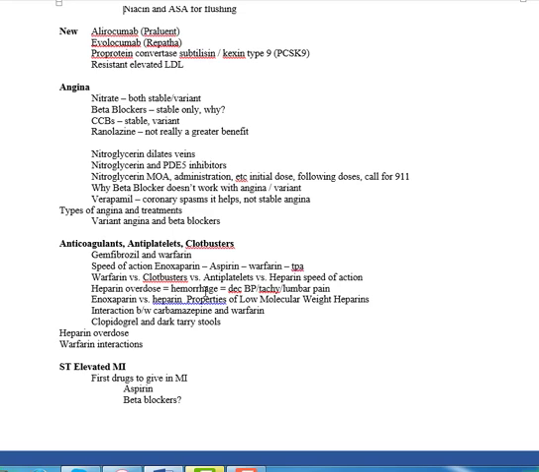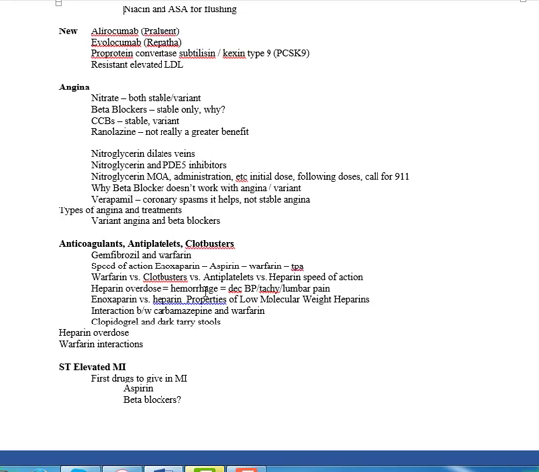Are we going to have induction? Are we going to have inhibition? Speed of action: how quickly do these work? So something like enoxaparin, how quickly does that work versus aspirin versus warfarin versus tissue plasminogen activator? Warfarin versus the clot busters versus antiplatelets versus heparin, the speed of action is kind of the same.